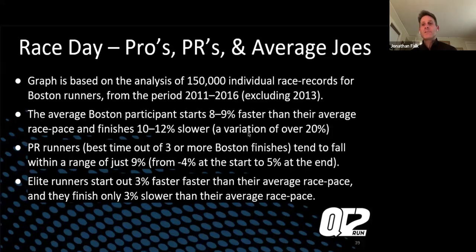Elite runners start out 3% faster and finish 3% slower. So there's relatively small variation, but still, again, everyone's running slower at the finish. If you're running faster at the finish than you were earlier, you weren't running the race right. You weren't pacing yourself properly early on in the race. That's all that means, in my opinion. Next slide.